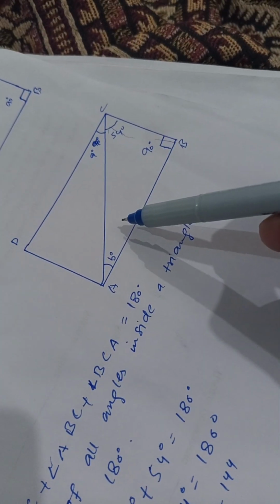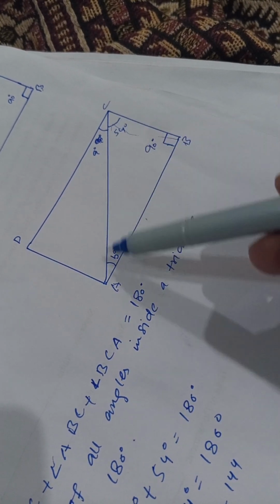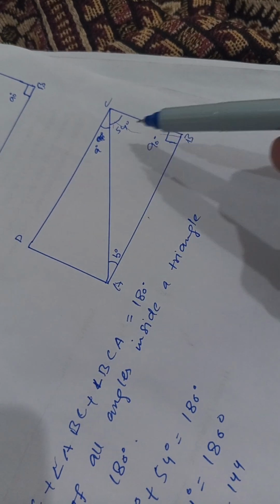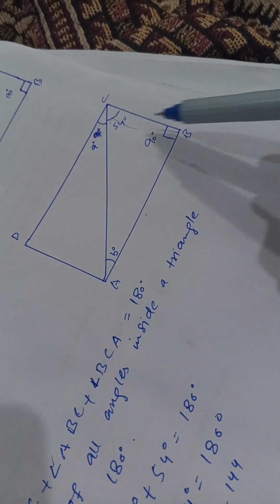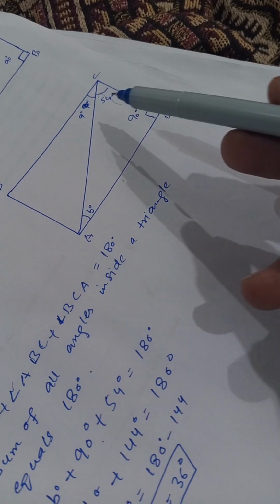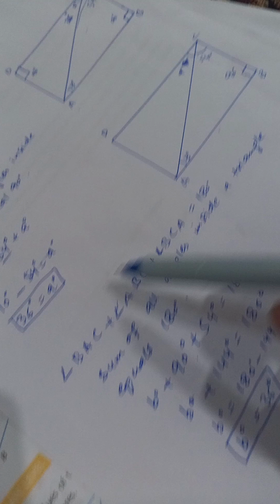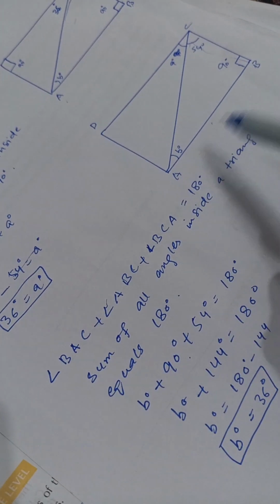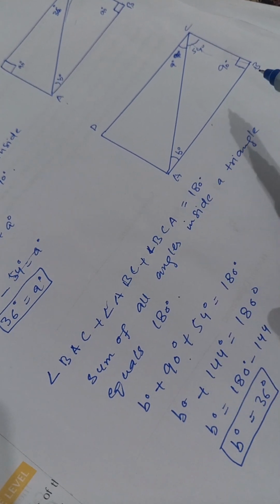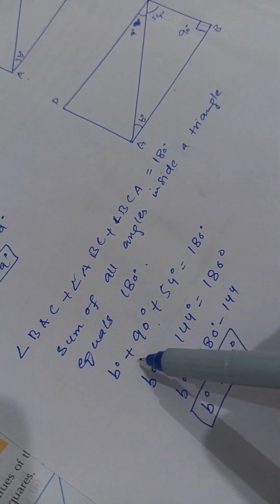We'll move to another part of the question, that is finding the value of B degree. We have seen that this rectangle has been divided into two triangles by a diagonal, right? So this is a triangle. If it's a triangle, we know the law that states that all angles inside a triangle equal 180 degree. We are given the value of two angles, 54 degree and 90 degree. So we'll find the value of the third angle by writing the law. Angle BAC, this one angle, right? Angle ABC, this one, and angle BCA, that is this one. So we'll write the reason and then we'll put the values.